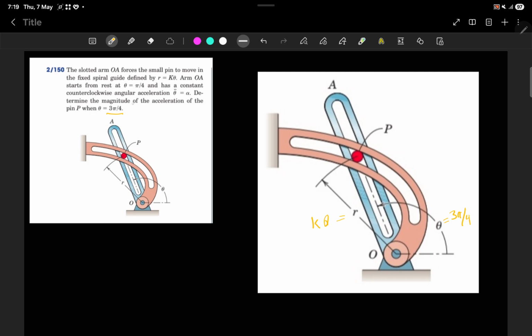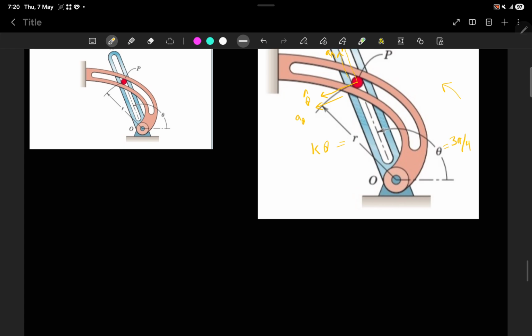And I have been told arm OA starts from rest. Theta double dot equals to alpha. Determine the magnitude of the acceleration of the pin P. Okay, so this is my radial direction r cap. And as this is moving in this direction, I will take this direction as positive theta cap. So I have to calculate this A_theta and A_r. Okay, so first of all, what is my acceleration?